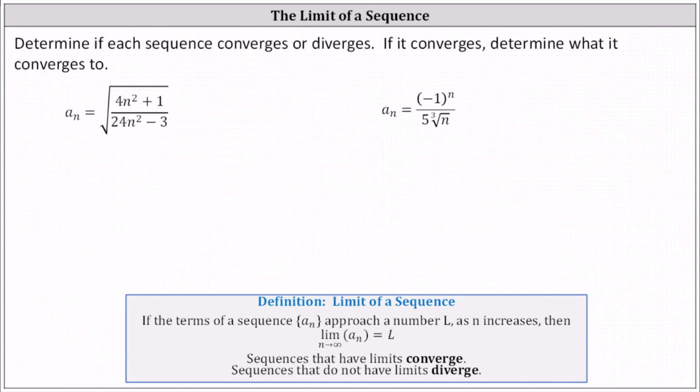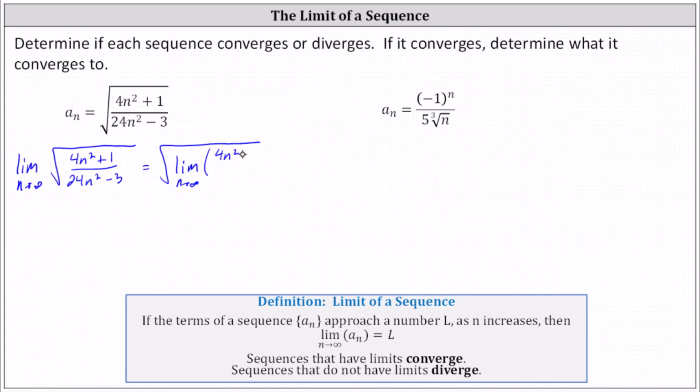For the first example, we need to consider the limit as n approaches infinity of the square root of the quotient of 4n squared plus 1 and 24n squared minus 3. From here, we'll use the limit property to state the limit of the square root of the quotient is equal to the square root of the limit of the quotient. So we can move the limit inside the square root and determine the limit of the rational function to determine the original limit.